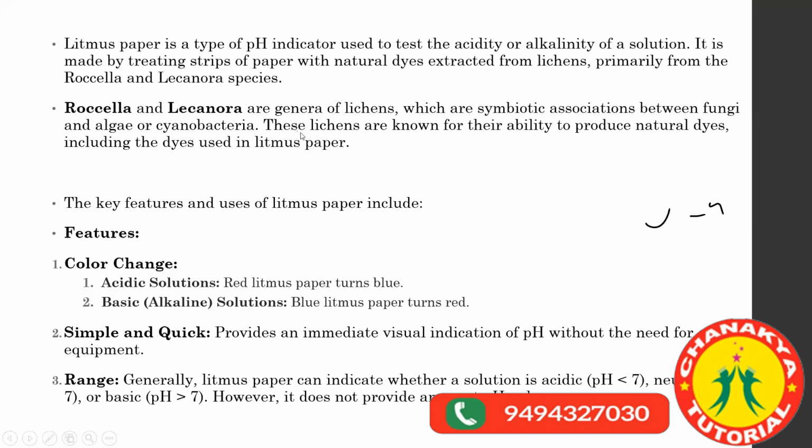Explain litmus paper again. Something happened to my system when you were explaining it. Okay, no problem. Litmus paper is just a paper that you all have. It looks like a normal strip of paper. So why is it helpful?